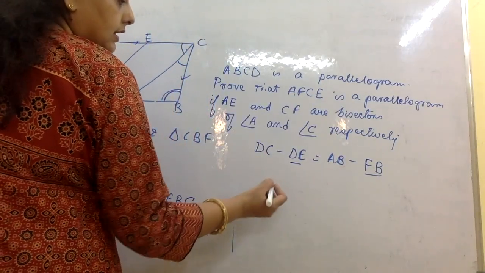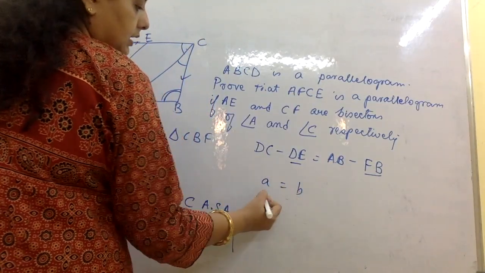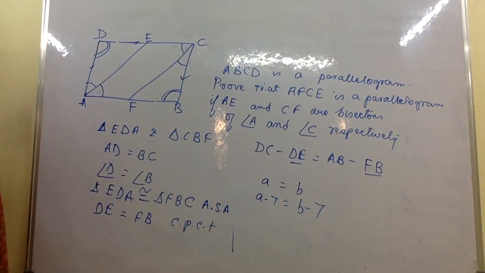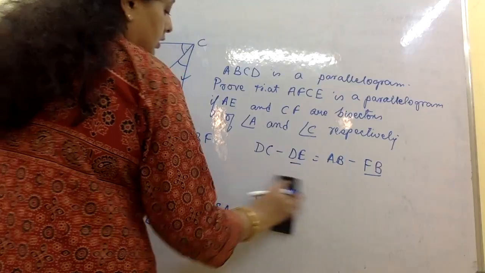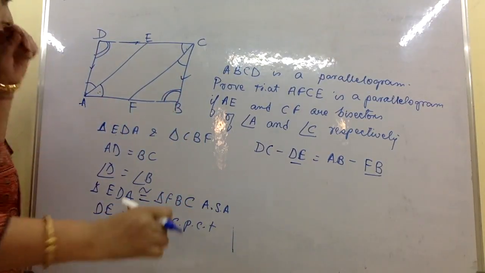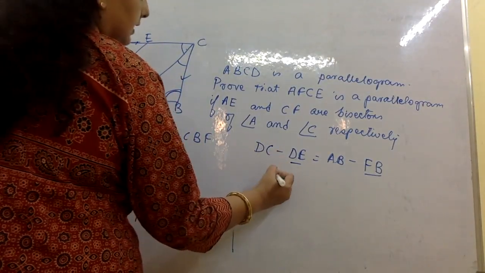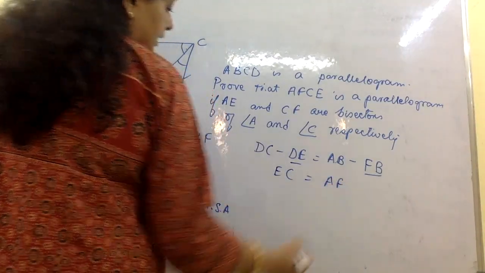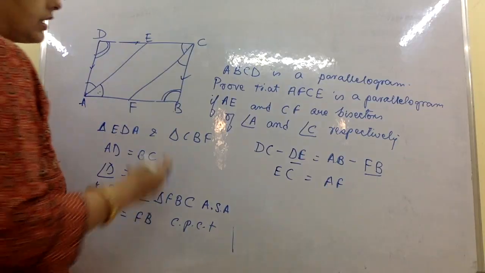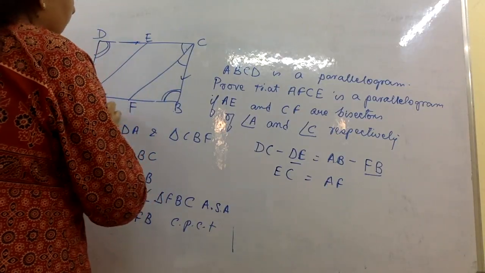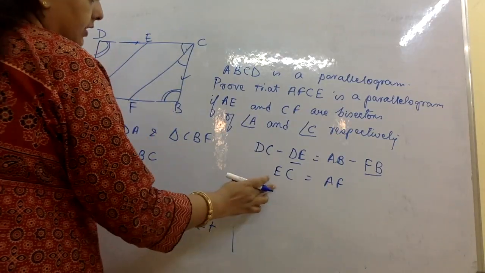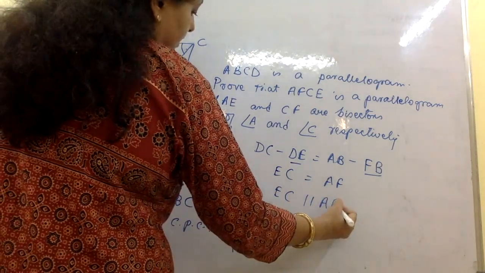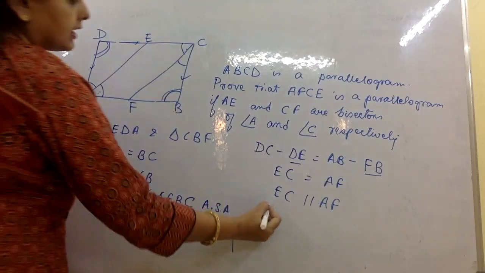So if I say A is equal to B, and then I say A minus 7, that is equal to B minus 7. Okay, so now therefore DC minus DE is EC, which is equal to AF. EC is equal to AF, and EC is also parallel to AF because they are part of parallel lines.